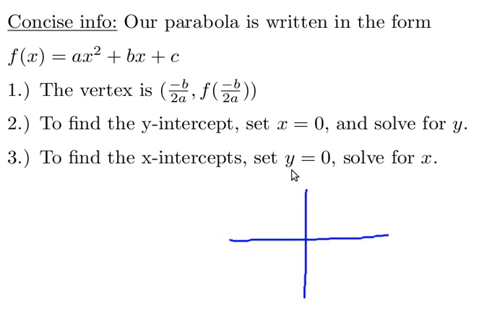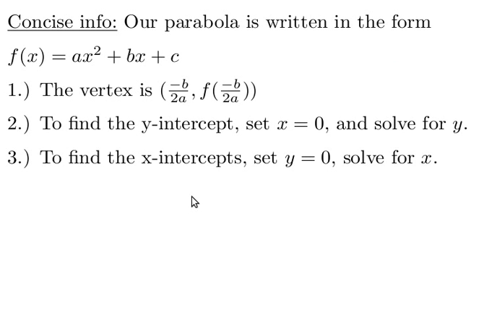So remove the y and put in 0 for it, which, remember what I said in the last video. For all intents and purposes, f of x equals ax squared plus bx plus c means the same thing as y equals ax squared plus bx plus c. For all intents and purposes, f of x and y are interchangeable, at least in our case. So, to find the x-intercept, set y equal to 0, so just get rid of this, replace it with 0, and then solve for x. And we're going to be doing examples of this later, of course. This concludes the concise info.